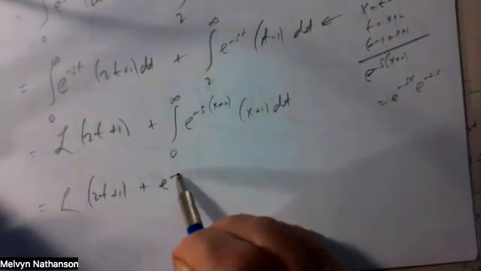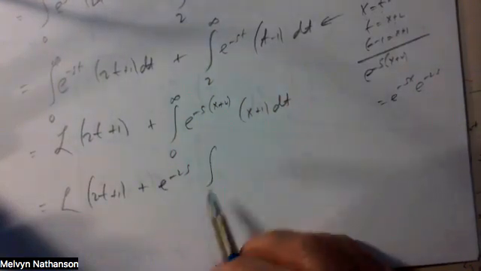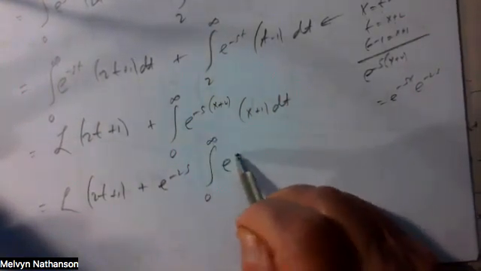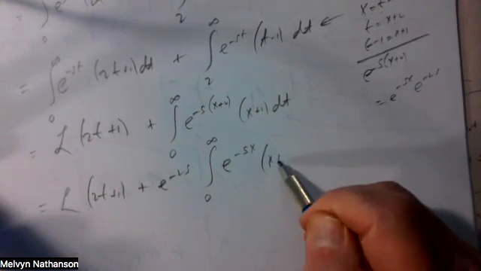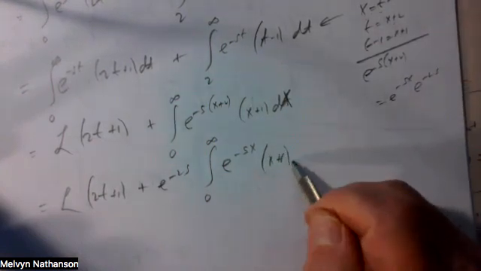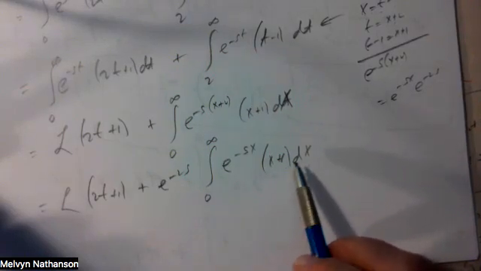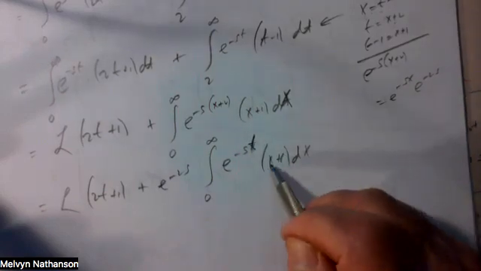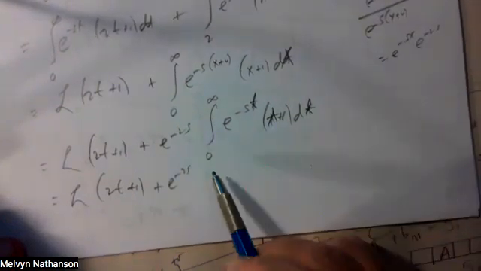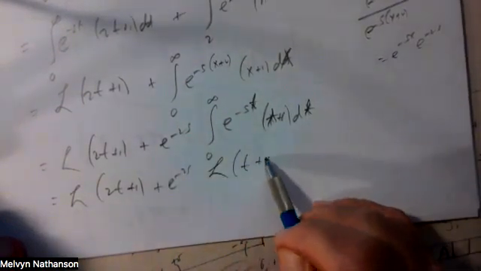So I have, this is the Laplace transform of 2t plus 1 plus e to the minus 2s times the integral from 0 to infinity of e to the minus sx, x plus 1 dx. And of course, it doesn't matter what variable I use. If I don't like the letter x, I can just make it t again. Same thing. So this is equal to the Laplace transform of 2t plus 1 plus e to the minus 2s, the Laplace transform of t plus 1.